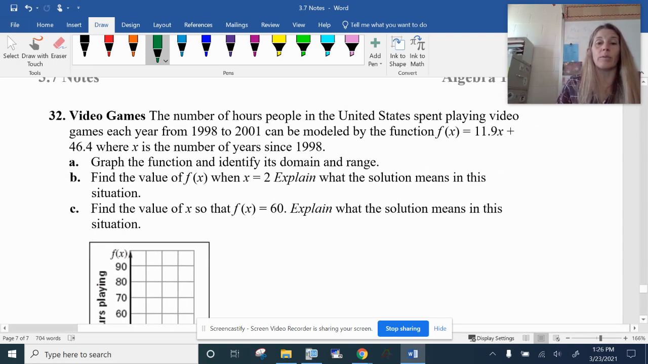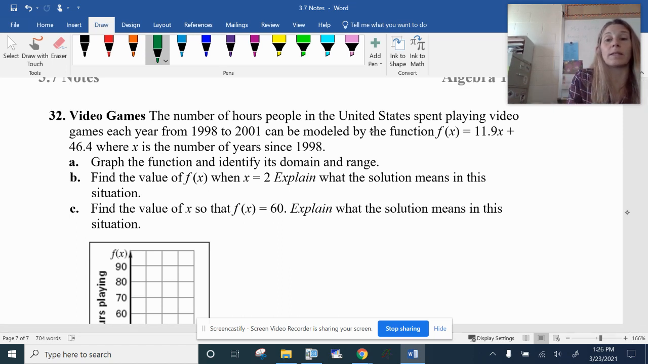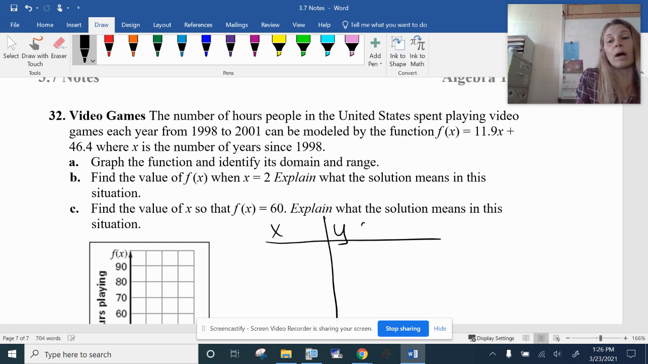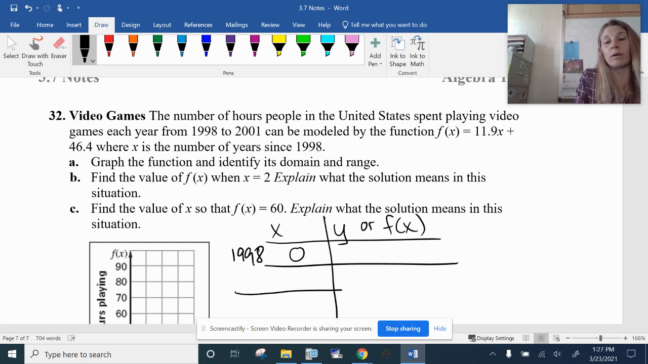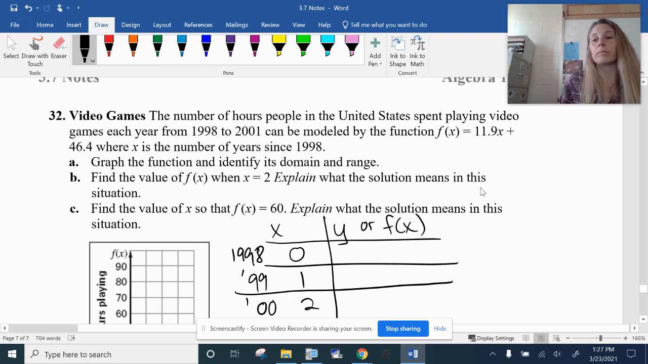examples here. So it says the number of hours people in the United States play video games each year from 1998 to 2001 can be modeled by this function, where x is the number of years since 1998. So I like to think of, I have my x and my y, or in this case, my y can be written as my f of x, right? So the year 1998, we will make that kind of the starting point, which is year 0. And then 1 year later would be 99. And then 2 years later would be 2000.